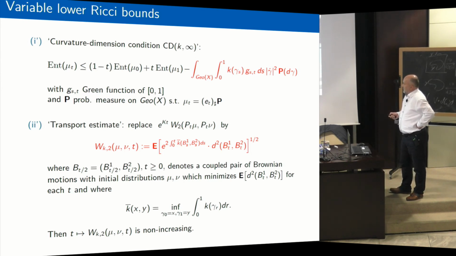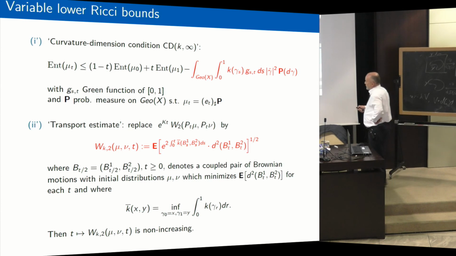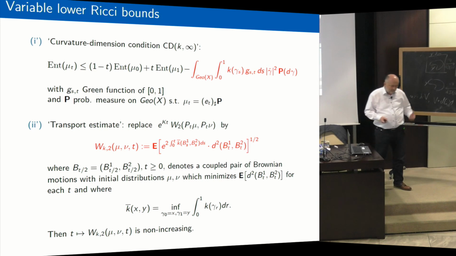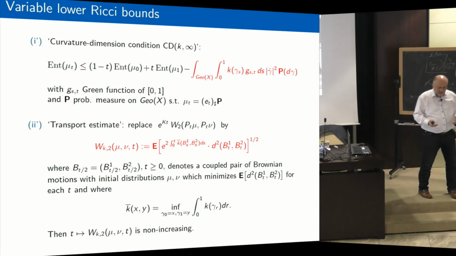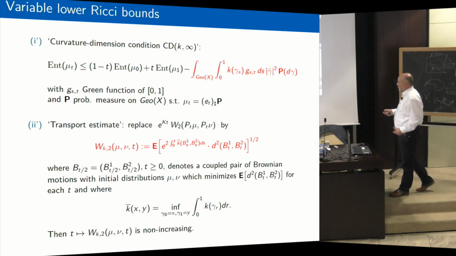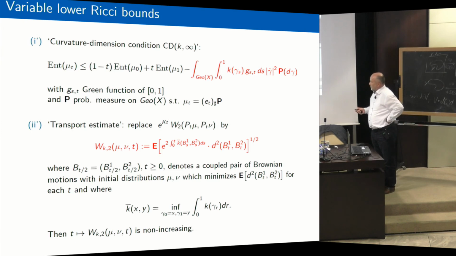And we simply look at this quantity where b1 and b2 is a pair of Brownian motions, a coupled pair of Brownian motions, where this pair tries to minimize the Wasserstein distance, the L2 distance, for all t. Such a pair exists. This is just a result of optimal transport in W2.